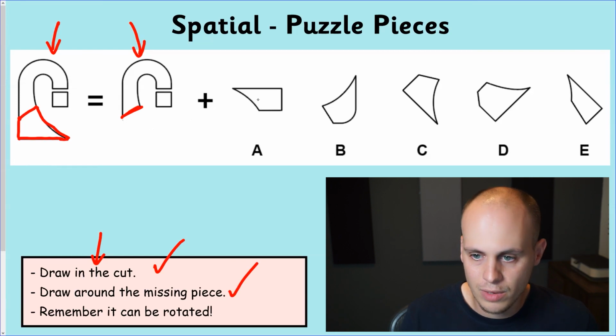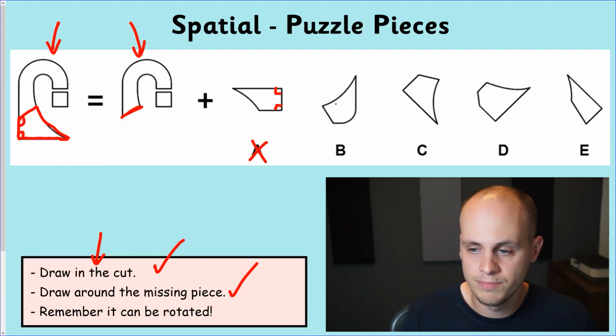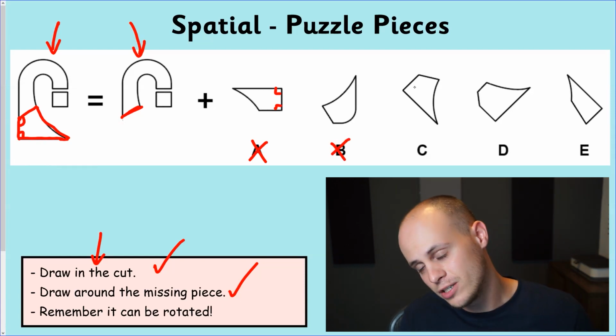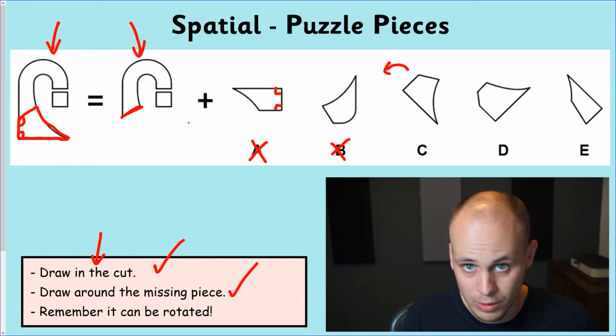So let's have a look. Could A be this piece? Well, I can already tell from the length of the curve and also the fact that there are 2 right angles here, and there aren't 2 right angles in mine, that this can't be the piece. B's got 2 curved sides. It can't be. C, actually, if we just tilt our head slightly, we imagine this was rotated around a little bit, looks exactly like what we're looking for.